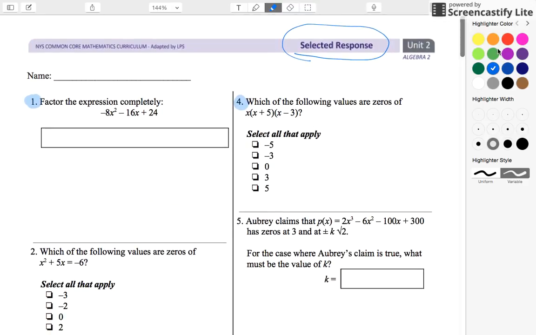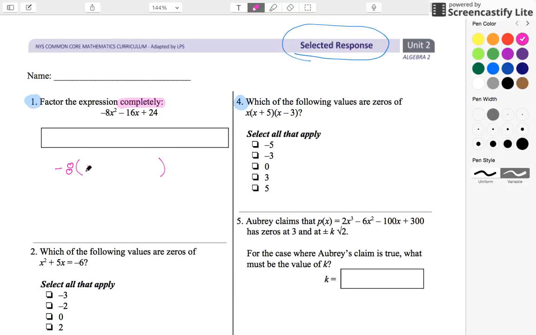Now, right here, for this one, a lot of people got this one wrong because the key thing that you must know is when it says factor the expression completely. Completely just means that you can no longer have a GCF in your binomials, okay? So I saw many people do this. They saw -8, -16, and +24 has a GCF of 8. So you factor out the -8.